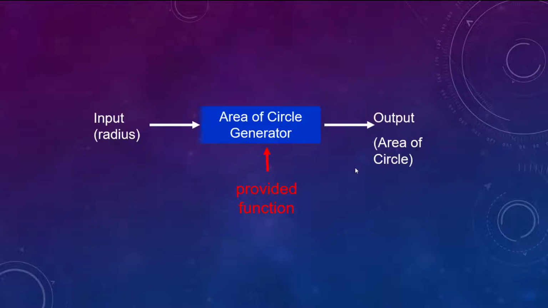Remember we talked about this, we have an area of circle generator. So if, let's say, you are the one who wrote the function, then of course you know what's inside this function. But to the end user, it's not important for him to know what this function is. To another program that's calling on this function, it's not important for the program to know what's inside this area of circle generator.